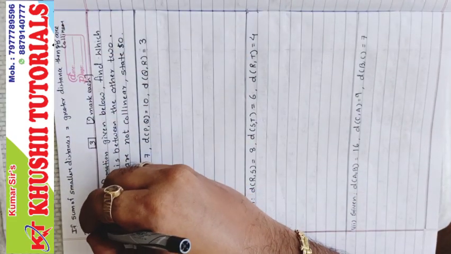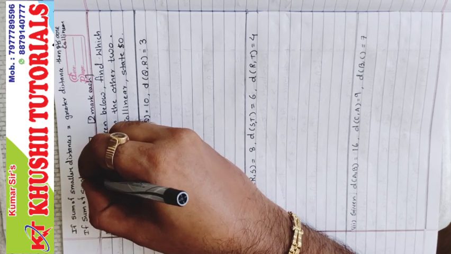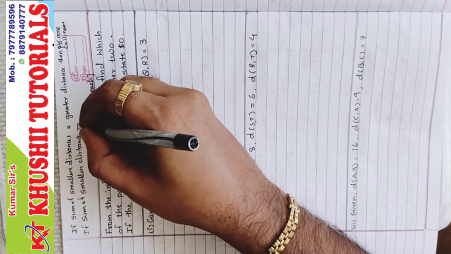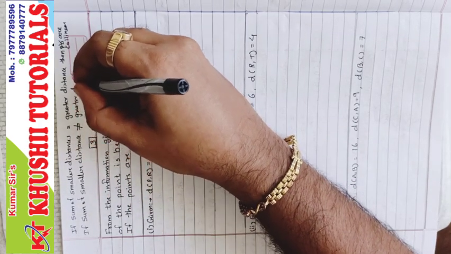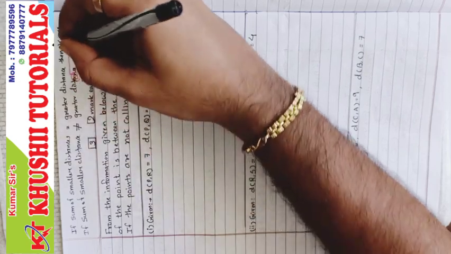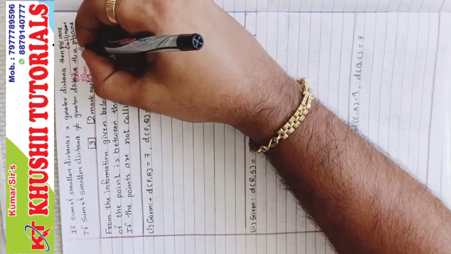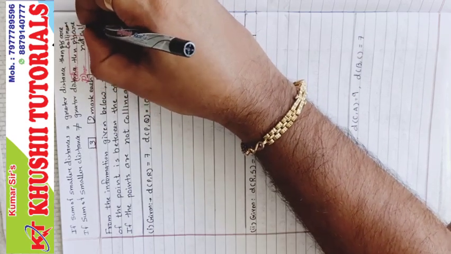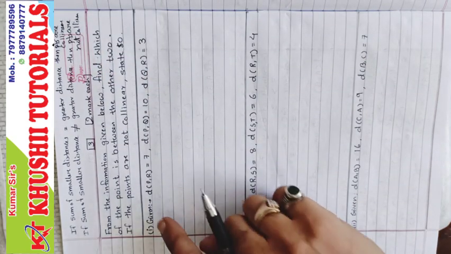But if the sum of the smaller distances is not equal to the greater distance, they are not equal, then the points are not collinear. You can write not collinear or non-collinear. So let's start with the first one.